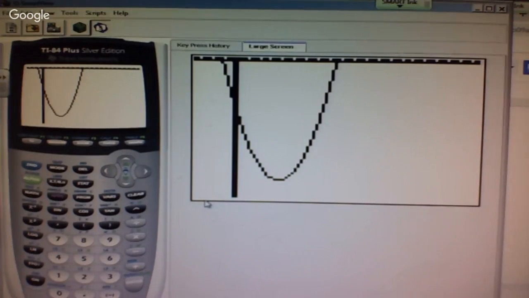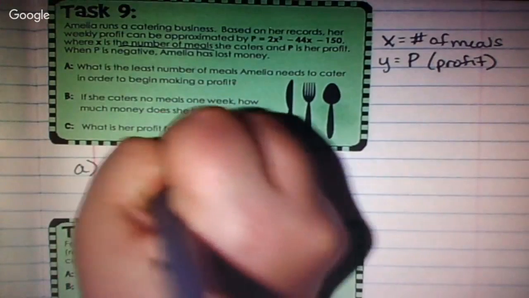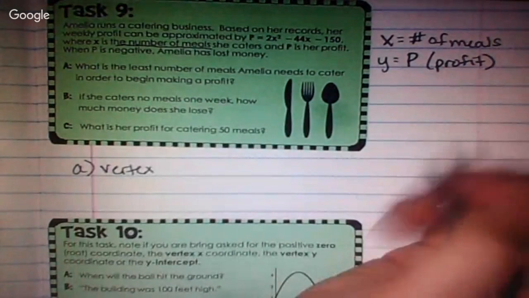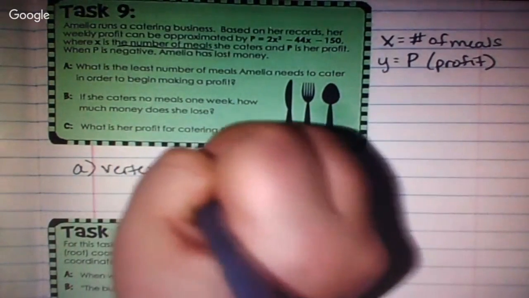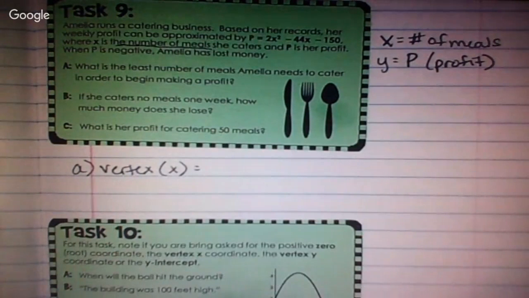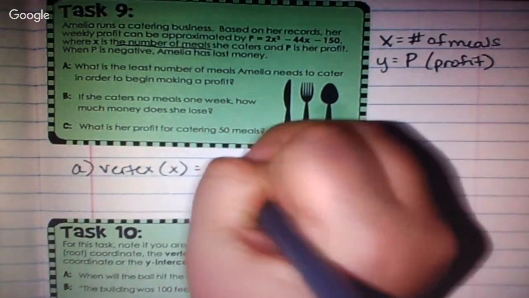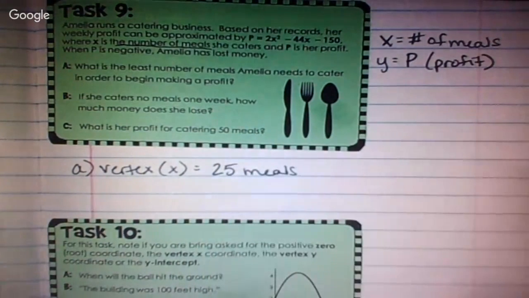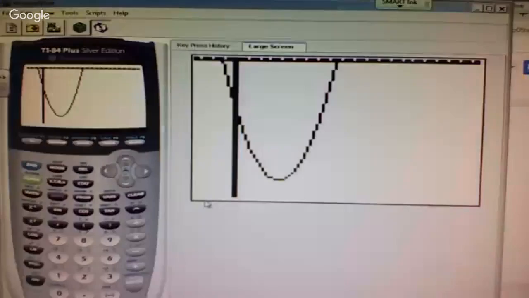Okay, so I'm looking for a minimum this time. So we're looking for the vertex, and they want to know the X value. Okay, what did we get? How many meals? 26. I had 25. Okay. Do I need to solve it? Is it 26? Did I write down the wrong answer before? It's 26.